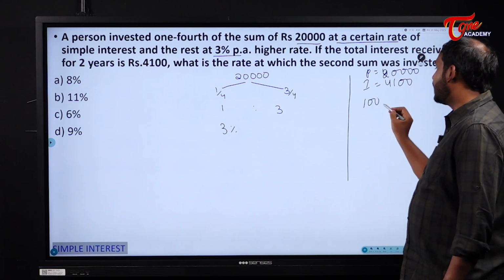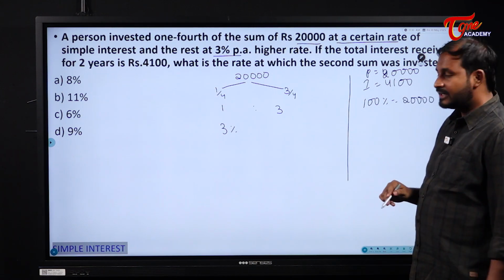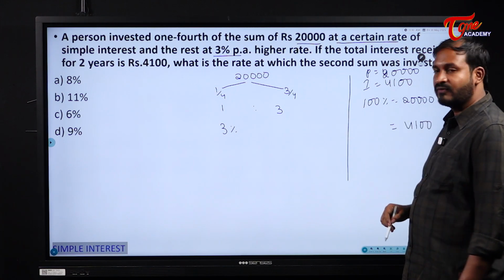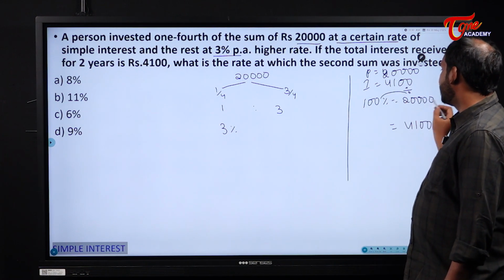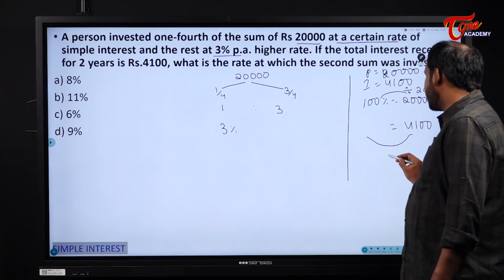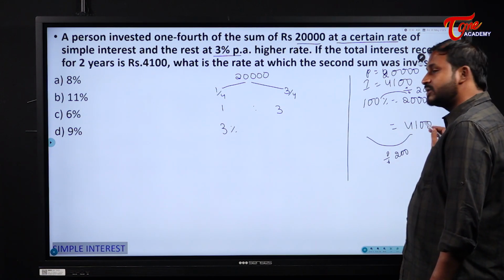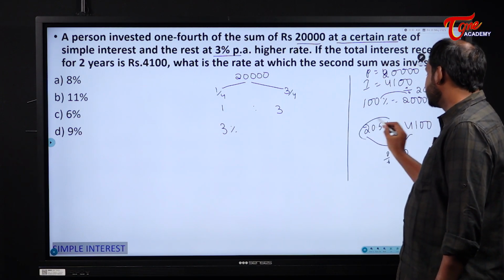That means 100% is equal to 20,000. Am I correct? Then what is it? 4,100. What is 4,100? So from here to here, what is the relation, students? Divided by 200, right? So similarly here to here, divide it by 200. What will you get, students? When I divide it by 200, two zeros will get cancelled. I will get 20.5 percentage.